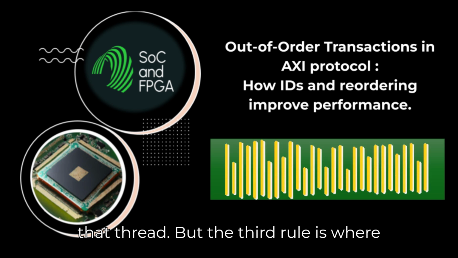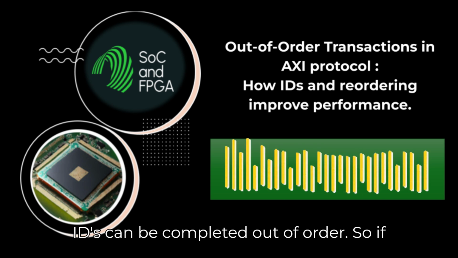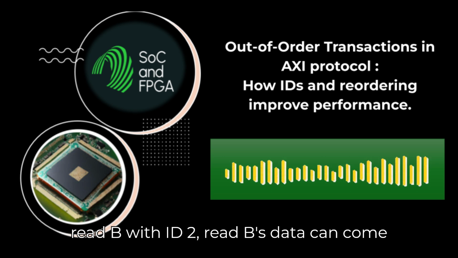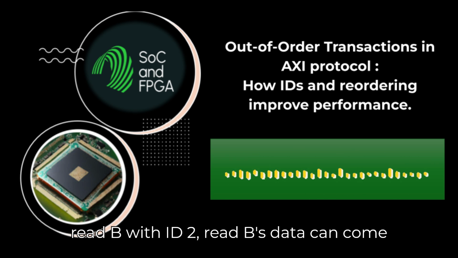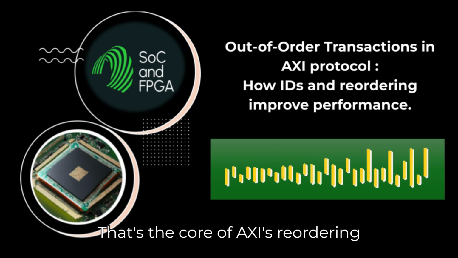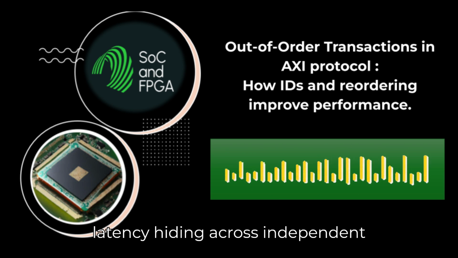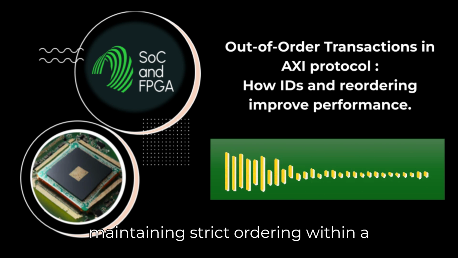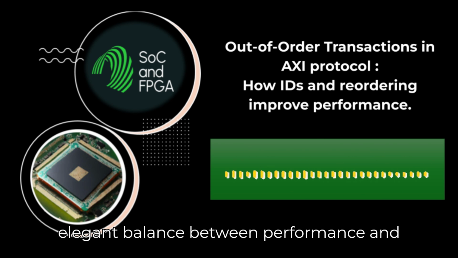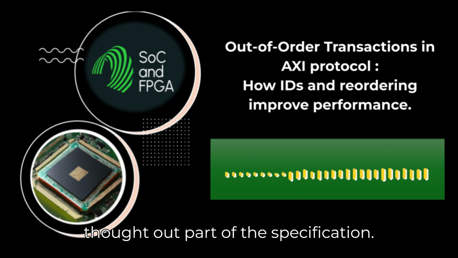But the third rule is where the performance comes from. Which is? Transactions in the same direction but with different IDs can be completed out of order. So if a master issues read A with ID 1, then read B with ID 2, read B's data can come back before read A's data. Exactly. That's the core of AXI's reordering capability. It allows parallelism and latency hiding across independent threads, different IDs, while maintaining strict ordering within a single thread, same ID. That's a really elegant balance between performance and correctness. It is. It's a very well thought out part of the specification.